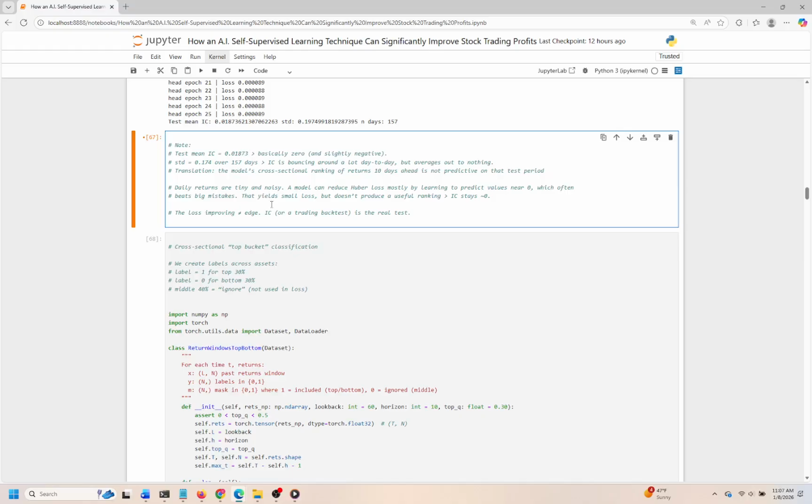The daily returns we're dealing with are quite small and noisy. The model's attempts to minimize Huber loss, an error metric often used in regression analysis, tend to focus on predicting values that are close to 0. This approach can indeed reduce loss, as it avoids large prediction errors, but it does little to enhance the model's ranking capabilities. It's important to recognize that just because the loss is decreasing, it does not equate to having a trading edge. Here, the true test of success lies in the IC or through robust trading backtests, not merely in lower loss. Essentially, this points to a significant takeaway.